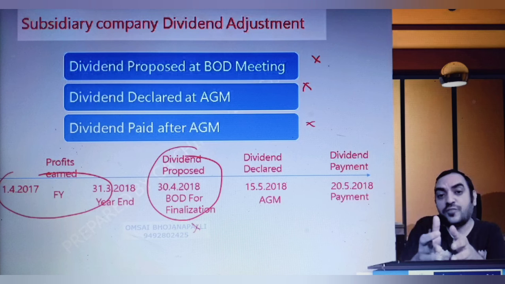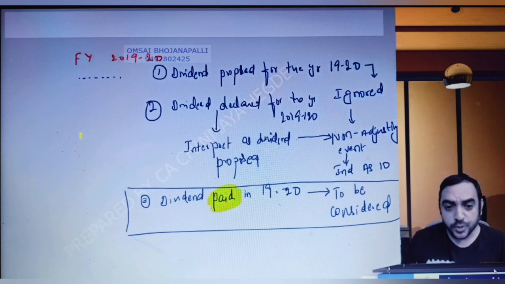Okay. Let's understand the impact of dividend payment. Let's understand it in three books: holding company, subsidiary company, and group as a whole. And when I say dividend payment, it means dividend payment by the subsidiary. That's what is important. Sorry, I forgot to mention it.